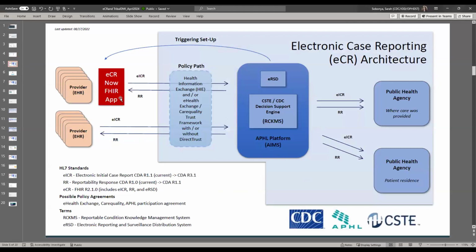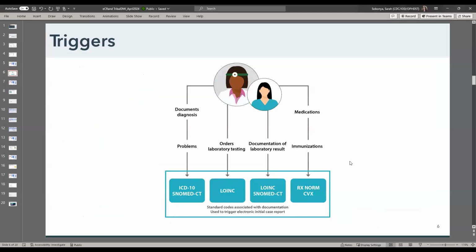All right, so back to our data flow diagram. I think we're going to talk a little bit about what the triggers are, what kinds of things could trigger that initial electronic case report to be generated and kind of start this path. So kinds of triggers could be a problem on the problem list, a diagnosis, lab testing, lab results, medications and immunizations, kind of in progress, but those are still to come.